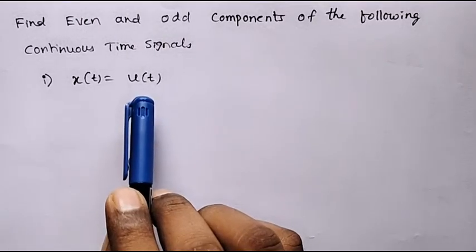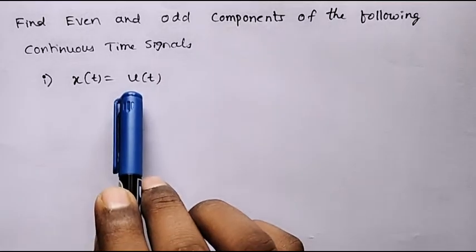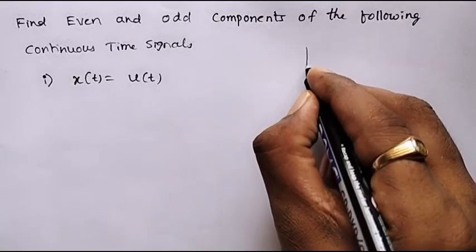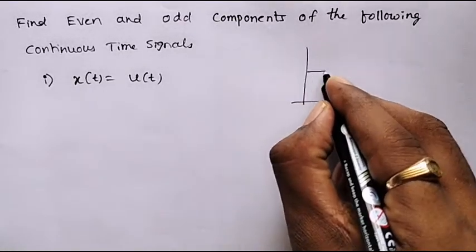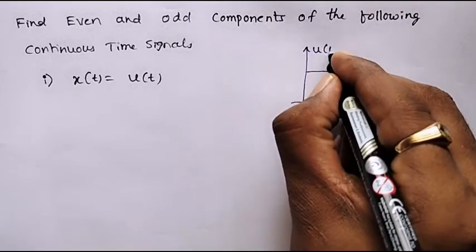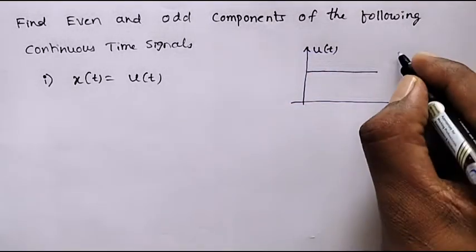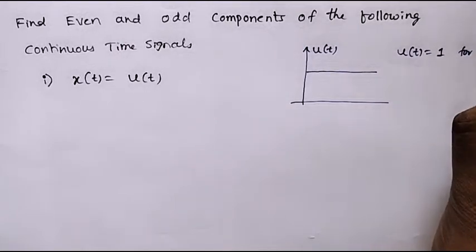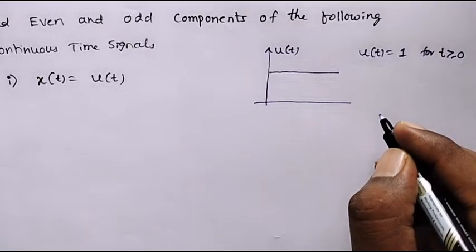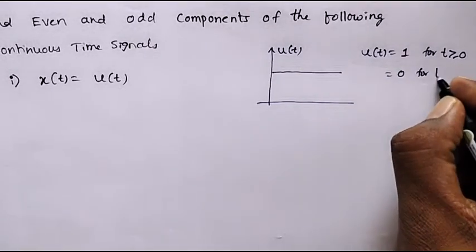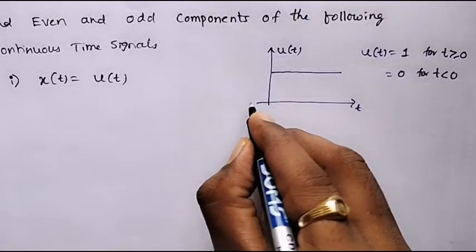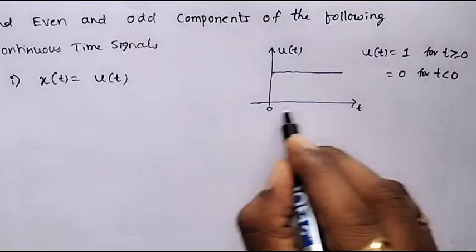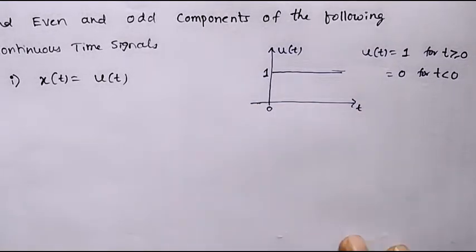We know that u(t) is a unit step signal. Its amplitude is 1. The u(t) signal is represented like this. This is u(t), that is unit step signal. Its value u(t) is equal to 1 for t greater than or equal to 0, and its value is 0 for t less than 0. So here we can observe that for t less than 0 the value is 0, and for t greater than or equal to 0 its amplitude is 1.